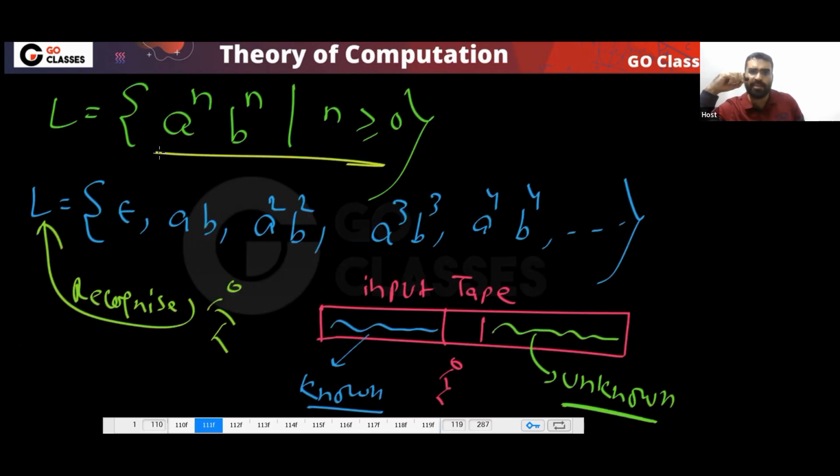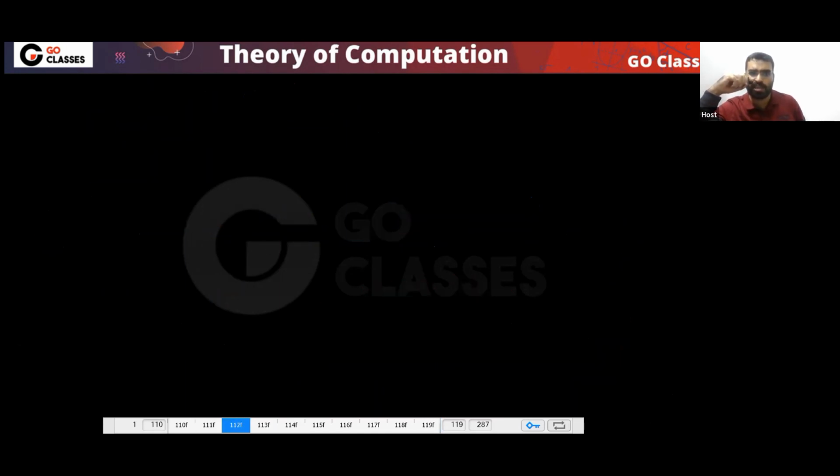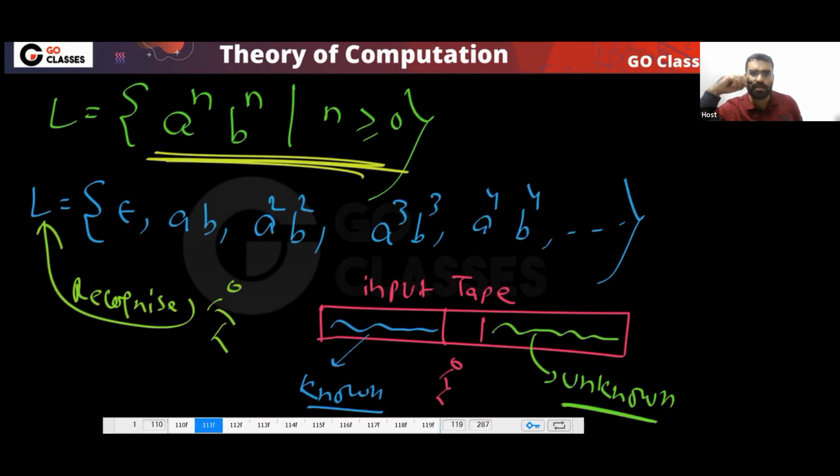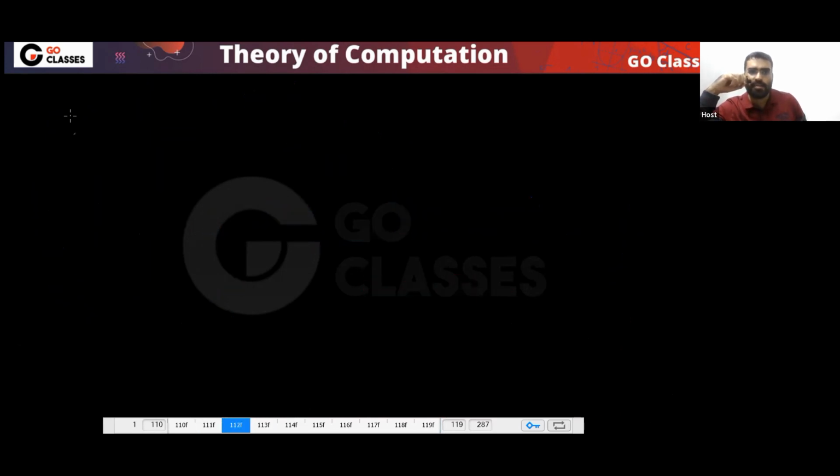You want to accept this language. This is the language that you want to accept. Now, if you want to accept this language, then you need to keep track of these possibilities. So for example, if you see some A's, you can notice what will happen here in this language.